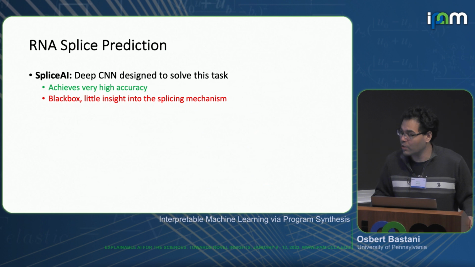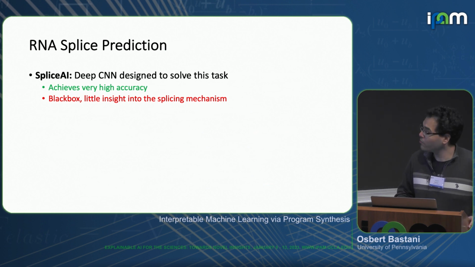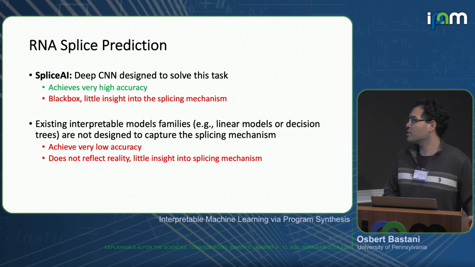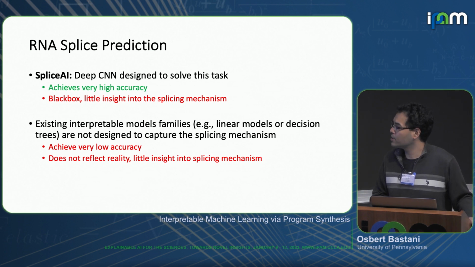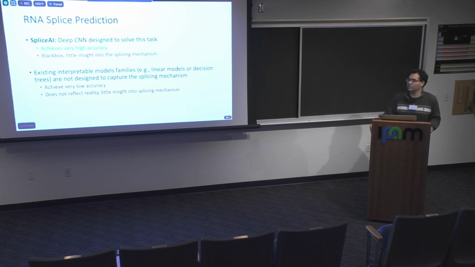So obviously, we all know that interpretability is really important for these kinds of problems. But the challenge is that if you look at most existing interpretable model families, like linear models or decision trees, they're not really designed to capture this splicing mechanism. It's not a linear function of the input sequence, or even really a decision tree. It's a much more complicated computation that's going on to cause splicing to happen. So if you train these naive interpretable models on this task, you're still going to get very low accuracy, and you're not going to get any insight because the models just aren't reflecting the true underlying mechanism.